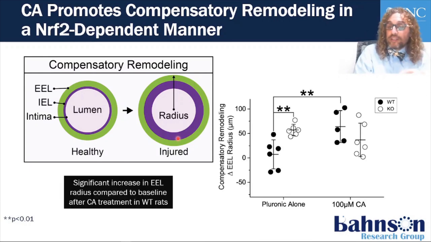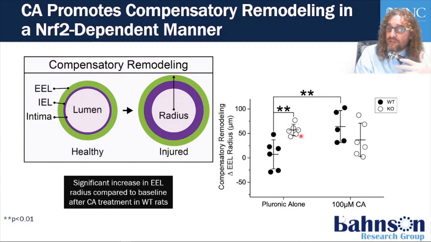So what we saw when we looked at that is that Cinnamic aldehyde induces positive remodeling. That is a delta of the radius to the external elastic lamina, comparing the injured artery with its contralateral artery that has not been remodeled for sure. So an increase in that radius is indicative of compensatory remodeling. And there is a significant increase in CA-treated animals. In the wild-type animals, there's this increase that is not observed in the knockouts.